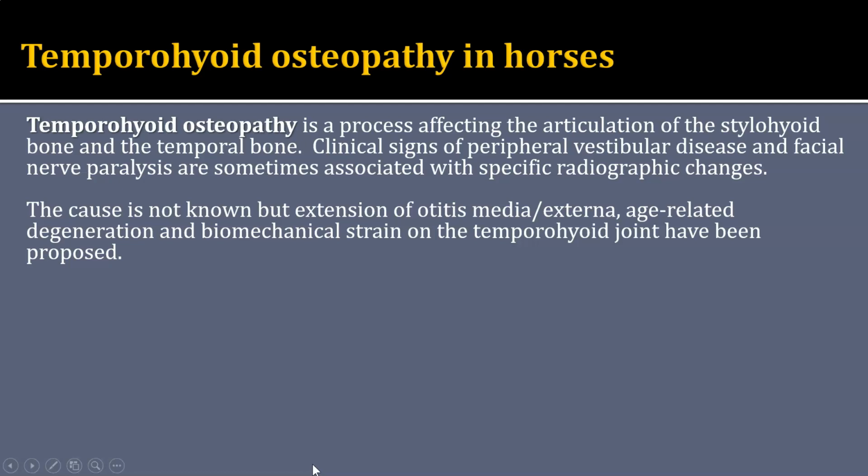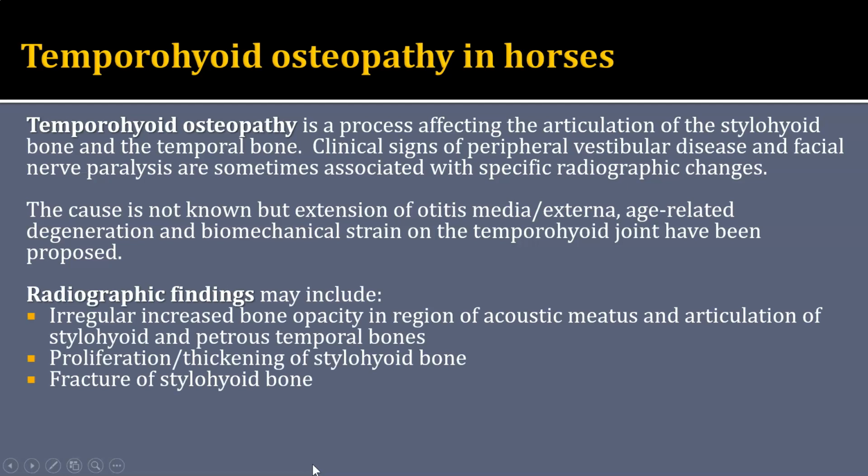However, it is known that there is age-related degeneration and also potential biomechanical strain on the temporal hyoid joint from the hyoid apparatus. So some other things that have been proposed. Radiographic findings can include irregular increased bone opacity, or usually periosteal reaction, in the region of the acoustic meatus and the region of the articulation of the stylohyoid bone and the petrous temporal bones. Keep in mind that the horse does not have a nice air-filled cavity of the tympanic bulla, so it does look more sclerotic anyway, so we'll try to compare one side to the other.